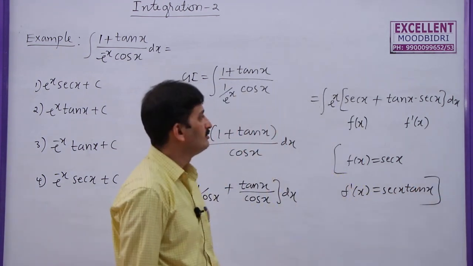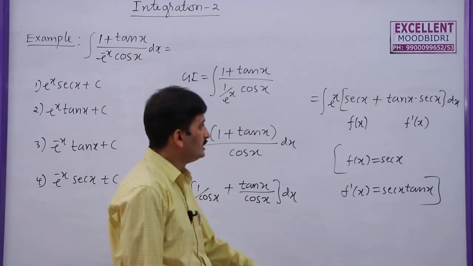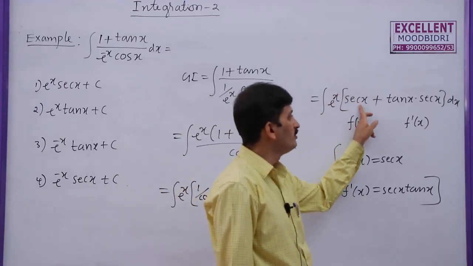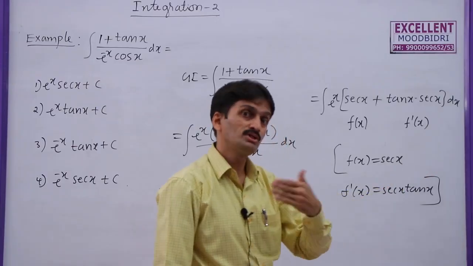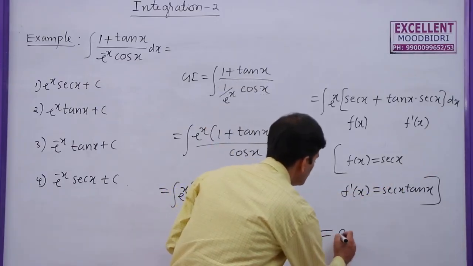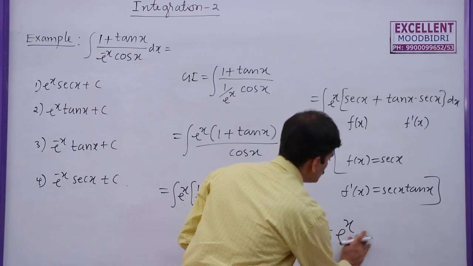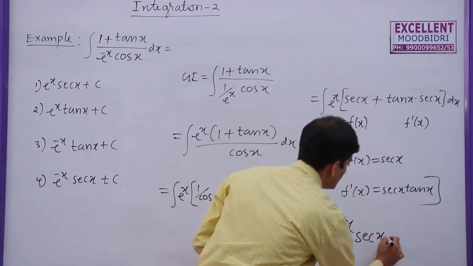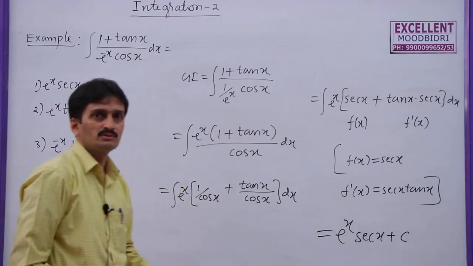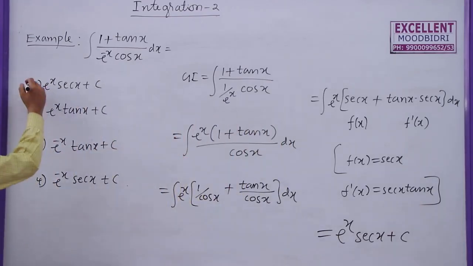Now I have given one standard result: the integral of e power x into f of x plus f dash x is e power x into f of x. So the answer is e power x into, what is f of x? Secant x, correct? So e power x into secant x plus c. So what is the answer? E power x into secant x plus c.